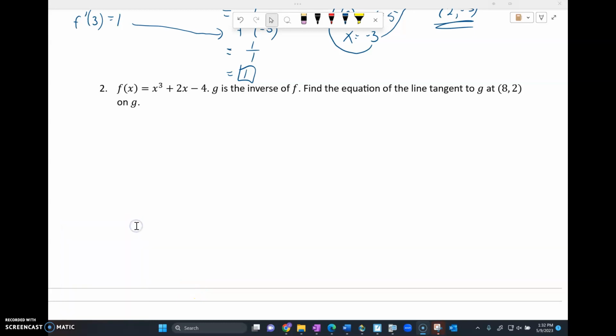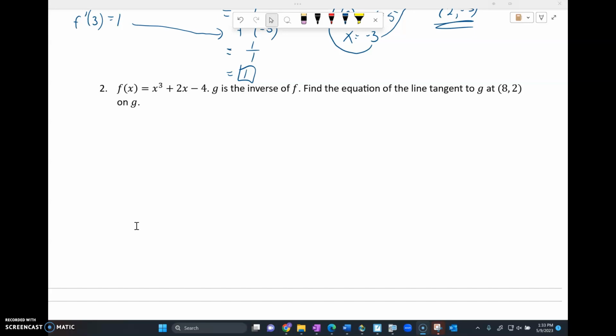Alright, so here we're going to go ahead and do another type of problem. Similar idea. We're given that f is the inverse of g. We're given the equation for f of x. Find the equation of the line tangent to g at the point 8, 2 on g. Okay. So as we're looking at this, this one's actually a little bit easier than the last one.